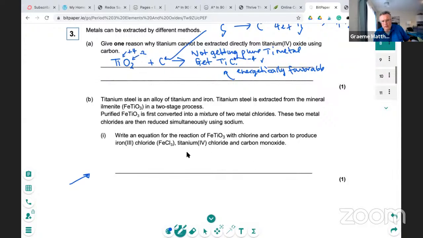Let's see, write an equation for the reaction of FeTiO3. All right, this is ilmenite. Okay, never heard this one before. It says with chlorine and carbon, to produce iron 3 chloride. Oh, very nice. Look, it actually gave us everything. Iron 3 chloride and titanium 4 chloride. Oh, this is an easy point. All right, and carbon monoxide.